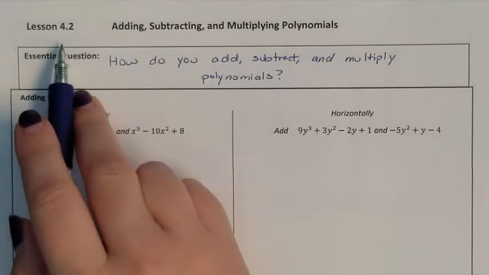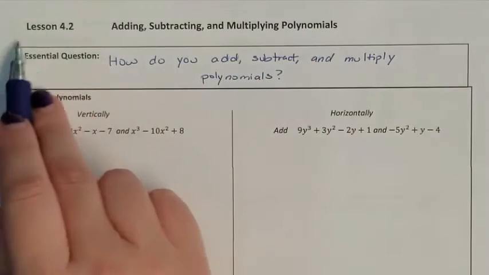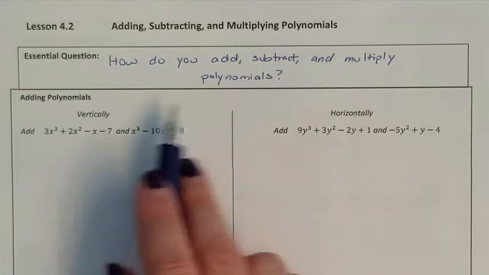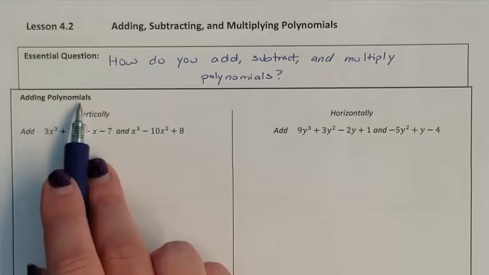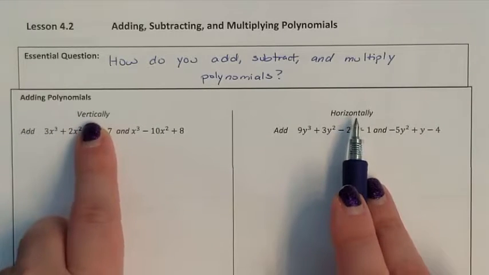Lesson 4.2, Adding, Subtracting, and Multiplying Polynomials. Our essential question: how do you add, subtract, and multiply polynomials? So first we're looking at adding polynomials. There are two methods that you have learned. You've learned vertical and horizontal.